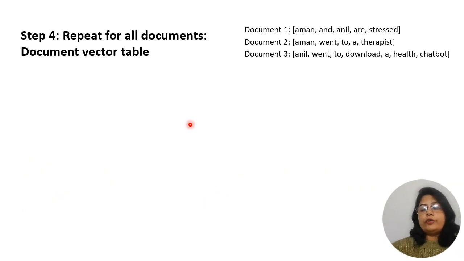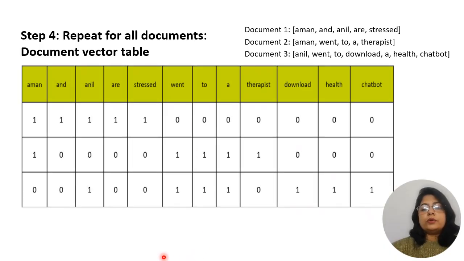So this is step 4, repeating the document vector for all the documents. So Aman and Anil are stressed. The second document has got Aman went to a therapist. So below Aman, we will write 1. Below went, to, a, and therapist.